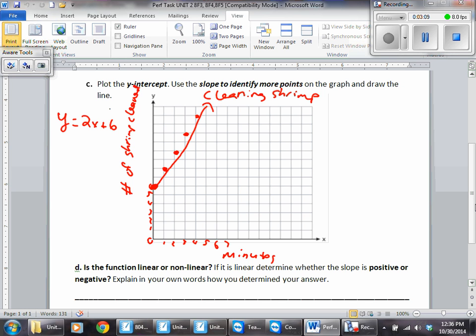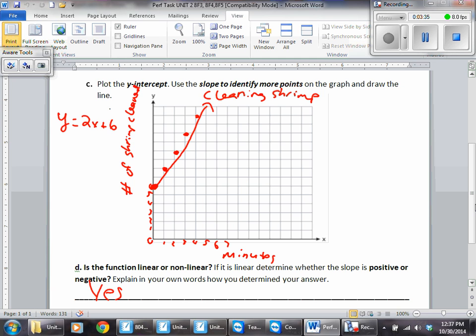Is the function linear? Linear means, is it a straight line? So yes, it is linear. It is linear because it is a straight line. If it is linear, determine whether the slope is positive or negative. Well, it's positive. As you go from left to right, it's going up. It's going up and to the right. As x increases, y increases. As the number of minutes increases, the number of shrimp cleaned increases. One of those answers. Anything will do.